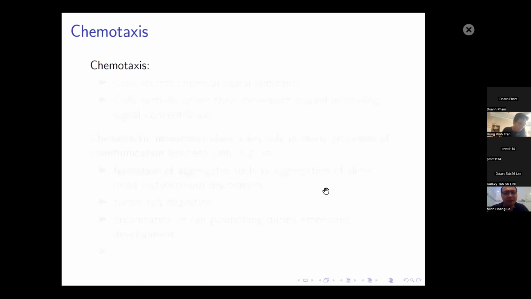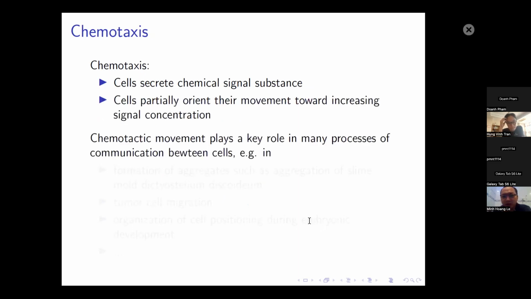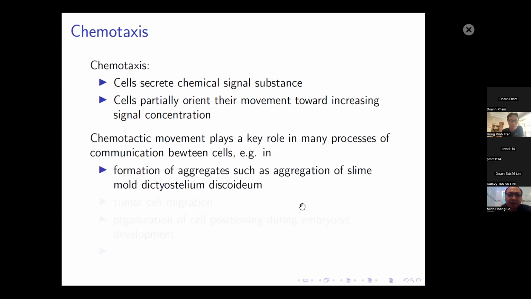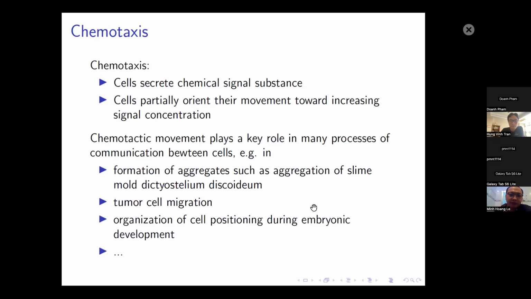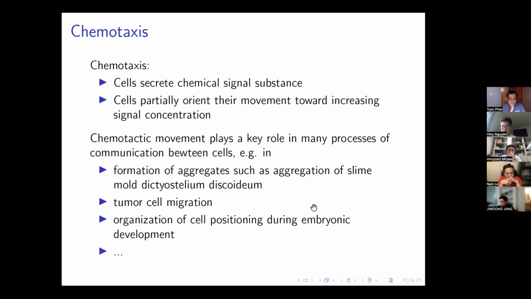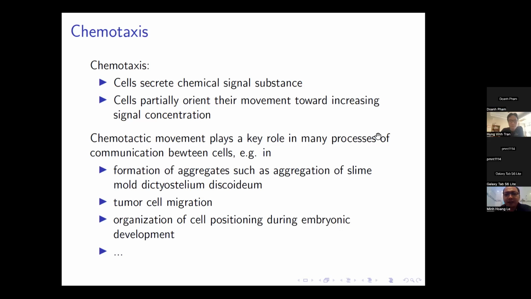First of all, what is chemotaxis? Chemotaxis is the phenomenon in which cells secrete a chemical signal substance, and the cells orient their movement toward increasing signal concentration. Chemotactic movement plays a key role in many processes of communication between cells. For example, formation of aggregates, such as aggregation of slime mold, which is the video that I showed you at the beginning, and in tumor migration, and in organization of cell position during embryonic development, and so on. Those are the applications in biology.